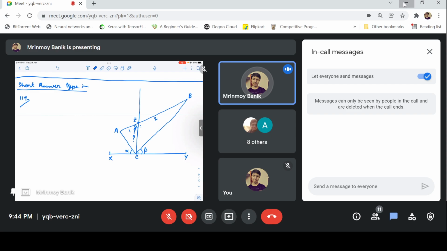Sir, could you please repeat what are I1, I2, I3? These are the excenters. Okay, I guess I should paste a copy of that image here.